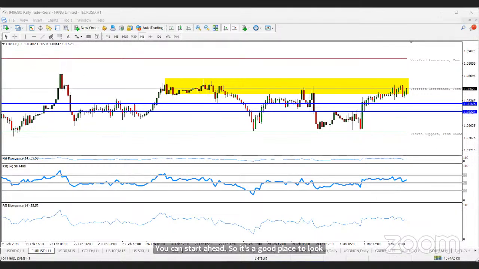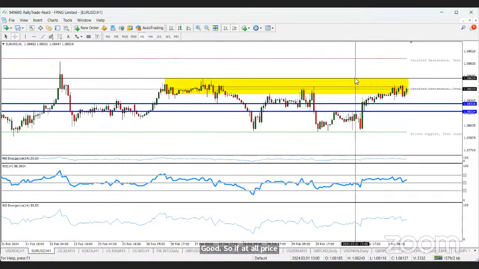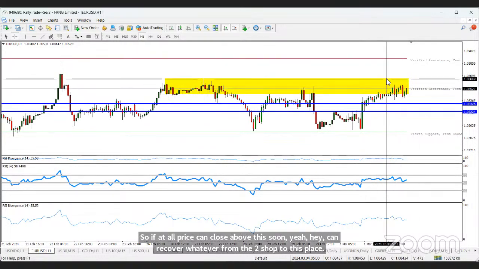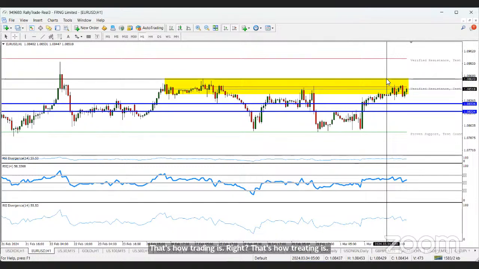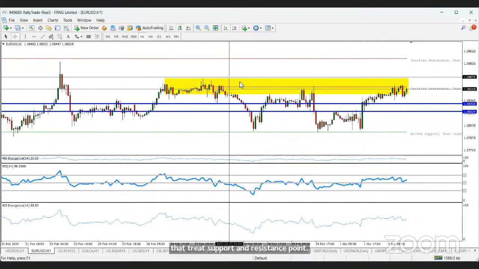Of course, if at all price can close above this zone here, you can recover whatever from the push up to this place. That's how trading is, right? Enter, as I always advise people, the best place to enter trades, support and resistance point. Less risk there. You understand?